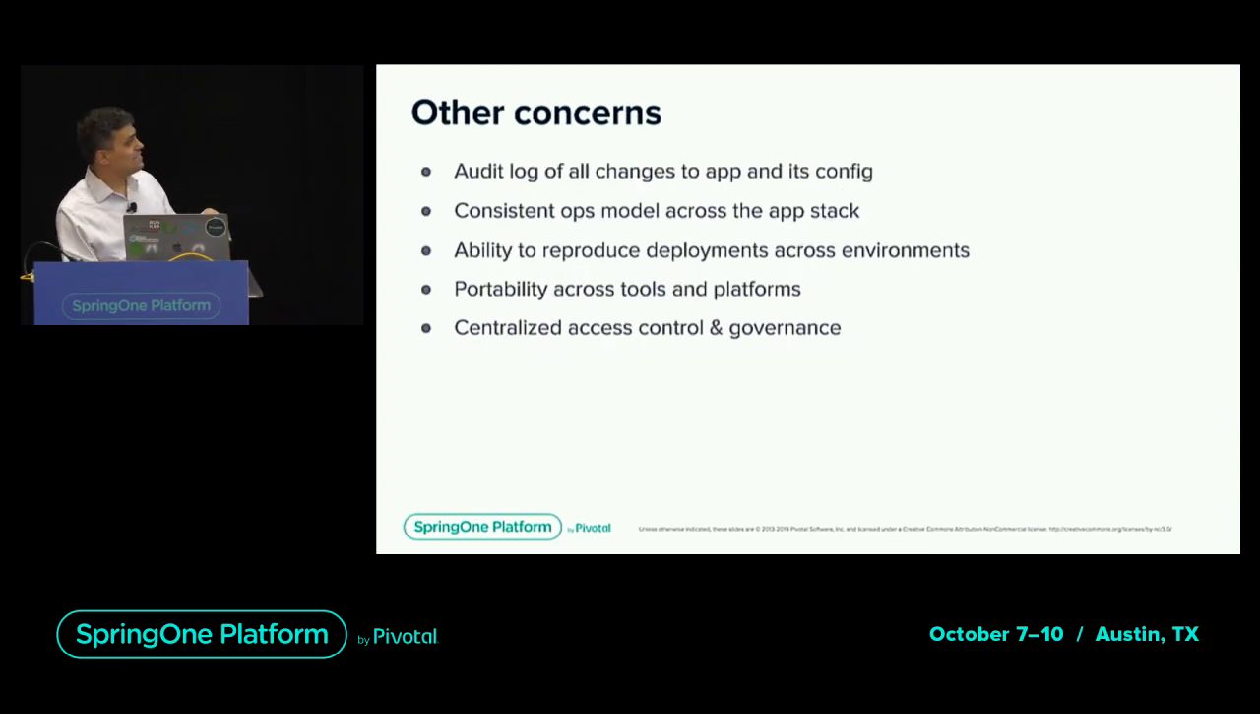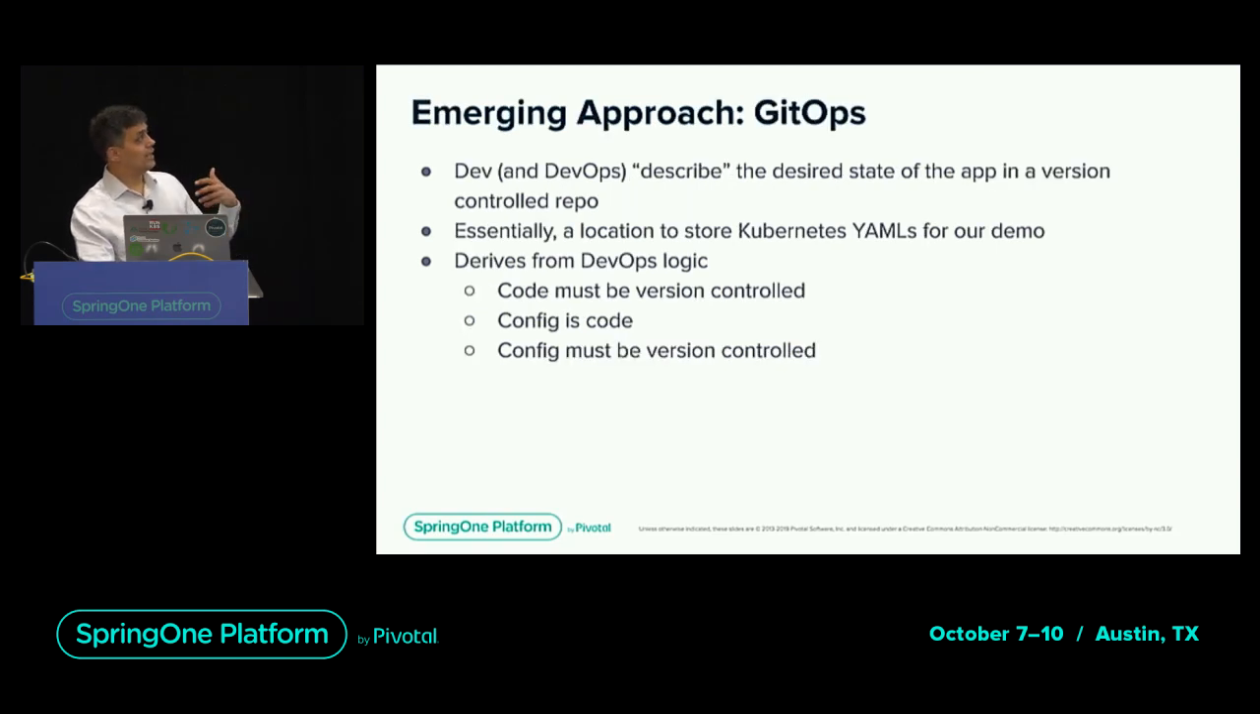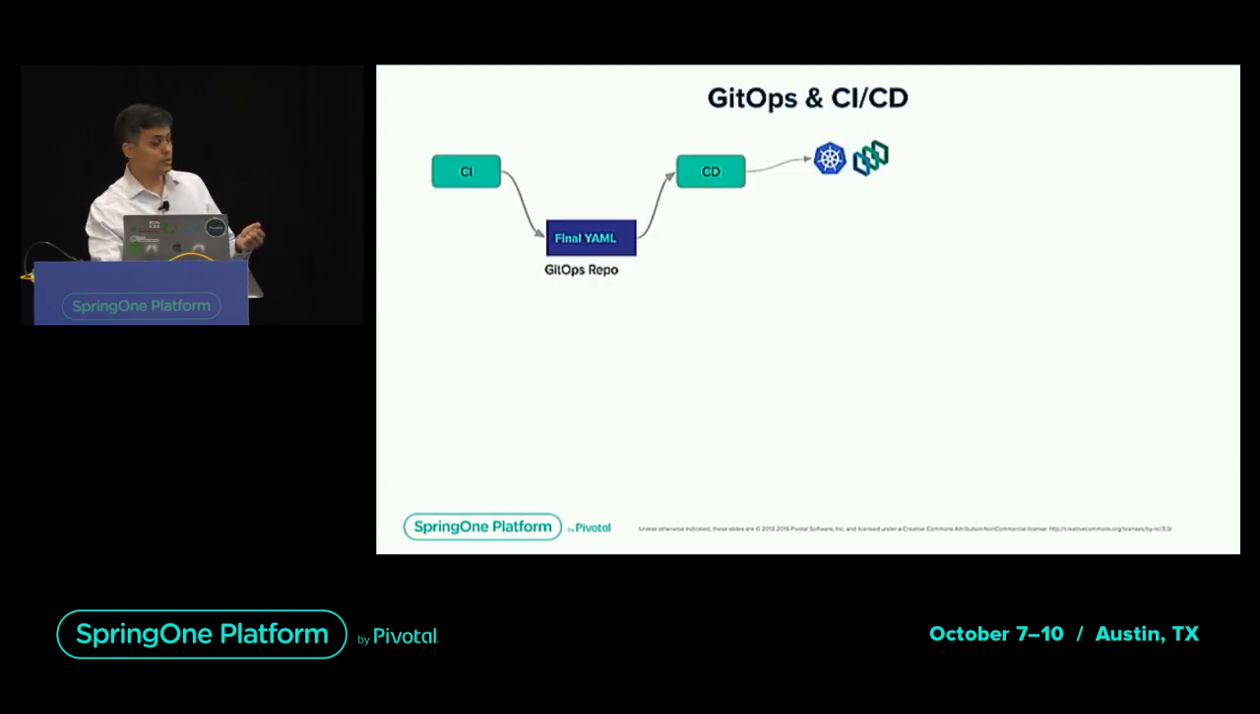But there are other concerns, which is how do you manage the consistency and visibility of your deployment artifacts? How do you take care of auditing? For that, there is a new pattern emerging called GitOps. The GitOps model derives from DevOps logic. All code must be version controlled. Config is code, so config also must be version controlled. How do you put GitOps and CI/CD together? The CI pipeline will create a YAML, and the CD pipeline will pick up that YAML and put it into Kubernetes.